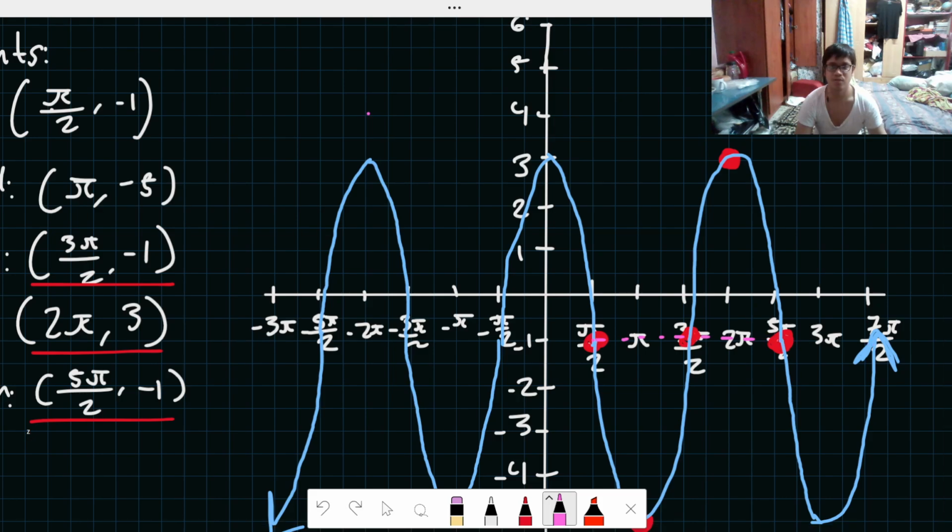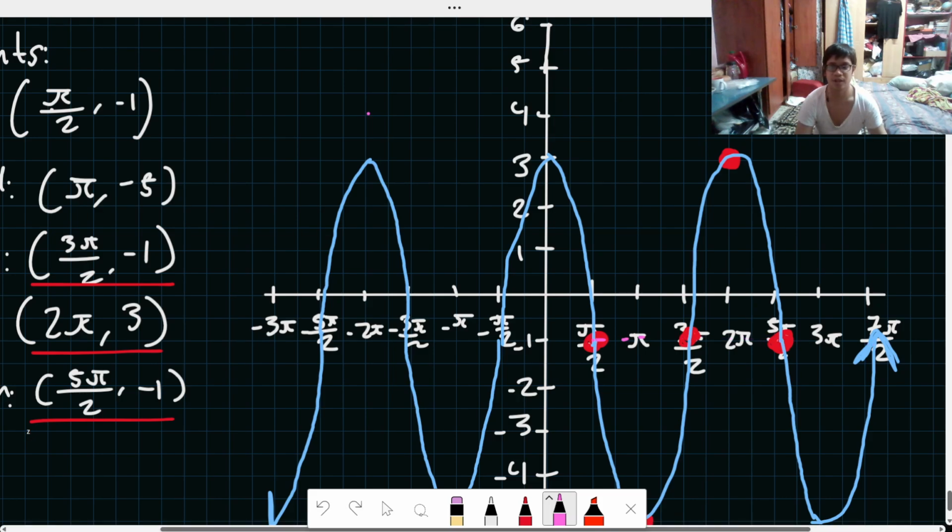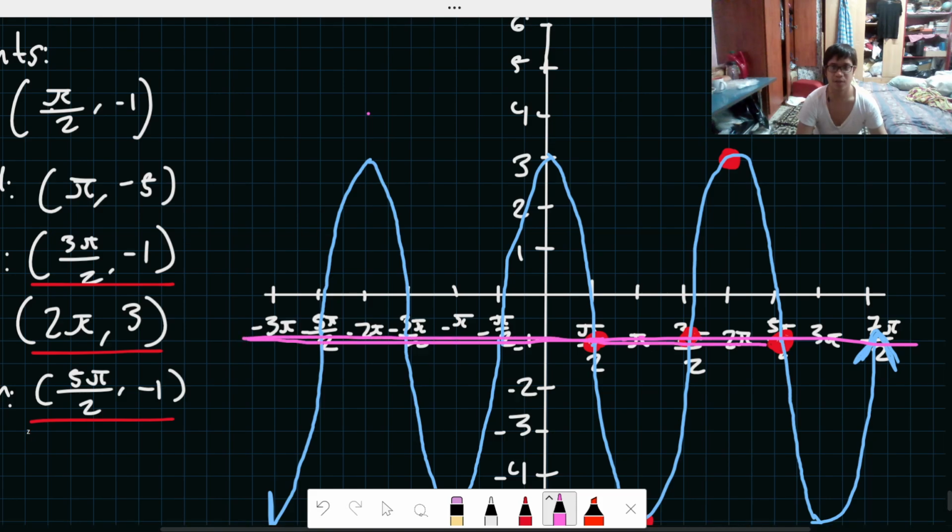Or you know what? Let me not use a dotted line. Let me just draw a straight line. It would look like this. There we go. Okay. I hope you see the pink line here.